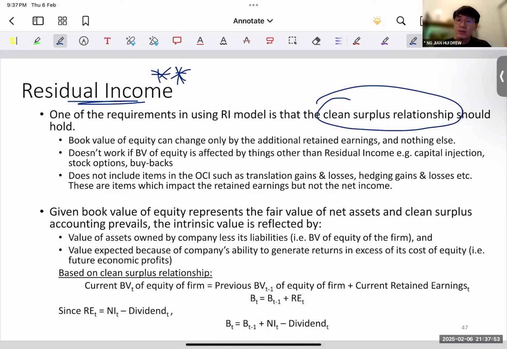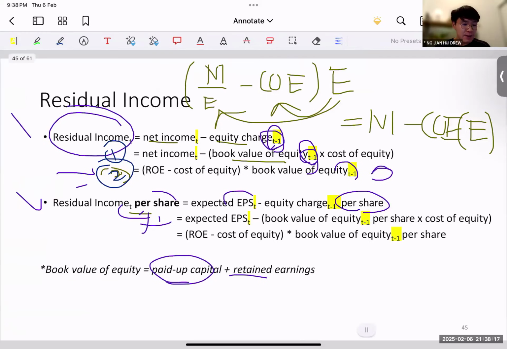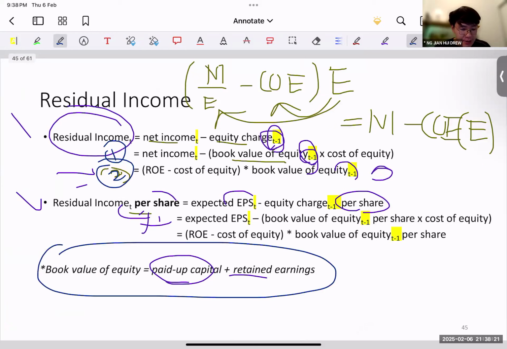this clean surplus relationship means that there shouldn't be any kind of capital injection, stock option, or buyback which will impact your book value of equity in between the times that you are determining your residual income model. In other words, what does it mean? It means your book value of equity is purely determined by your paid-up capital and your retained earnings. There are no share buybacks.